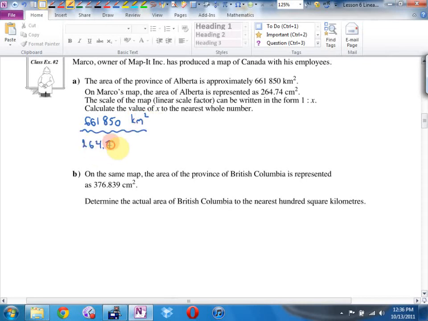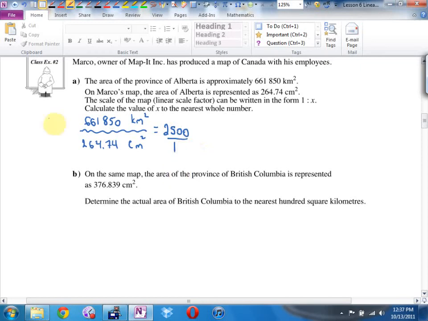What's the area scale factor here? Please pull out your calculators and type. Sorry? 2,500? The map is 2,500 times bigger than, okay. That's the area scale factor. You know what? Let's put ASF, area scale factor. Is he right? Is it 2,500? Somebody else get that too?